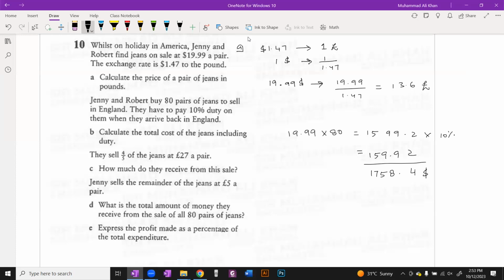आगे देखिएगा. They sell 4/5 of the jeans at 27 pounds a pair. How much do they receive from this sale? This is part B and now part C. Total jeans कितनी थी? 80. Multiply by 4/5. Multiply by 27. What is the result?